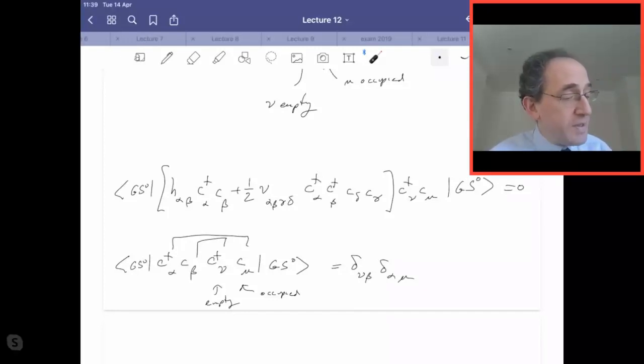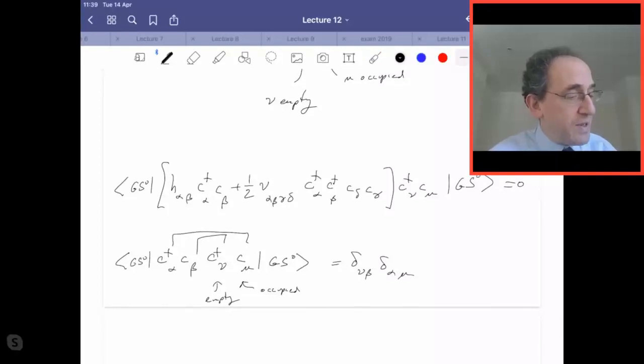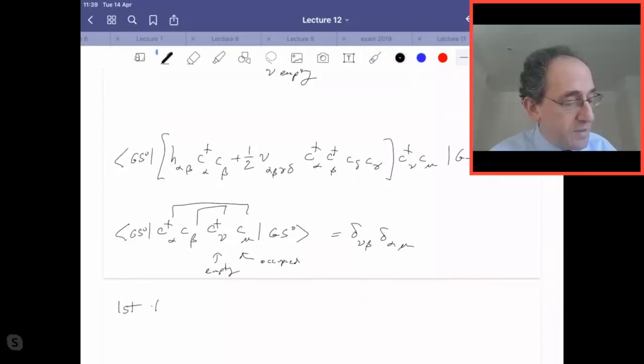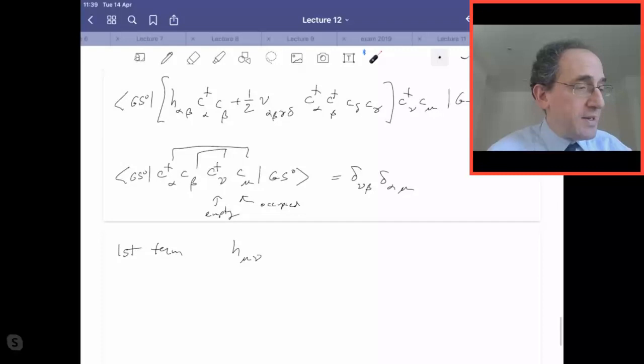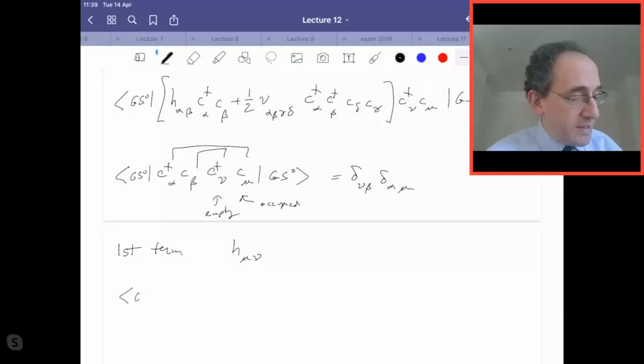Okay, so the first term in this big inner product is nothing more than h mu nu, when I take the inner product of this guy with this guy, with the ground state in between. Now the second term is a little bit more complicated to calculate. It has 6 operators, so 4, 5, 6 here. The interaction term here, 6 operators. So let's try to calculate this. This is a little bit more messy.